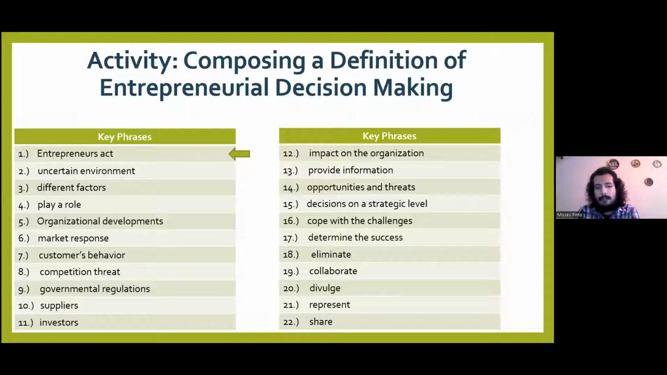I'm sure that you all can see the key phrases. I would like you to select the key phrases which you as participants feel are relevant to coming up with a definition that best describes entrepreneurial decision making. So we have key phrases, for instance: what do entrepreneurs do? Entrepreneurs act. What is the kind of environment? The environment is uncertain. What are the factors? There are different factors. Who plays a role? Naturally, the entrepreneur plays a role.